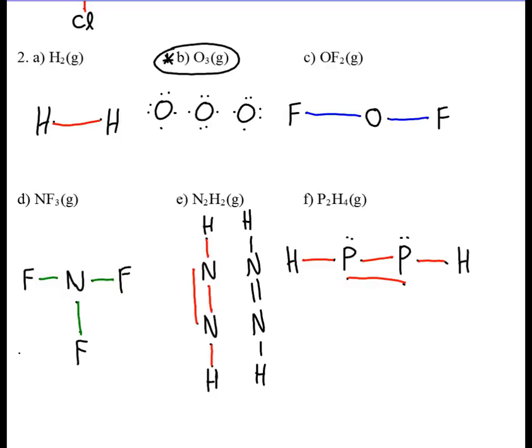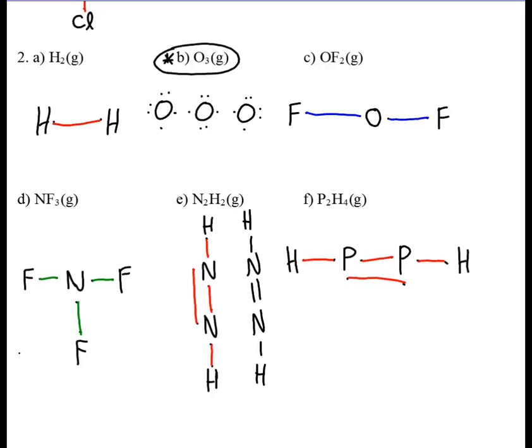And the last example is diphosphorus tetrahydride, which has two phosphorus atoms. Both have the same bonding capacity, but it's more than hydrogen, so that suggests that they're towards the center of the molecule. Hydrogen only needs one bond, so it has to be towards the outside. Phosphorus needs to make three, and in fact it does. A double bond and a single bond to each phosphorus atom.